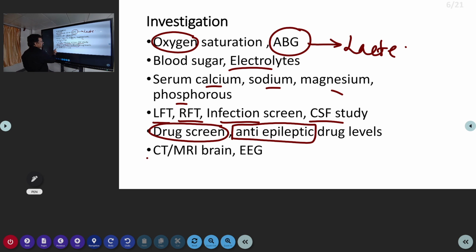CT brain, MRI brain is very important. EEG also should be done. Sometimes what happens is in the ICU, we can see many patients will be unconscious, but if you take an EEG, you can see that there will be seizure activity. So, that is very, very important in the emergency room or ICU.